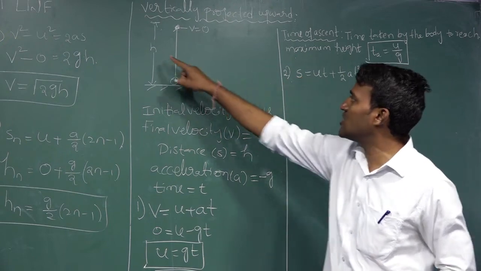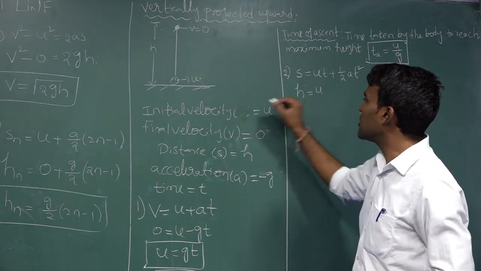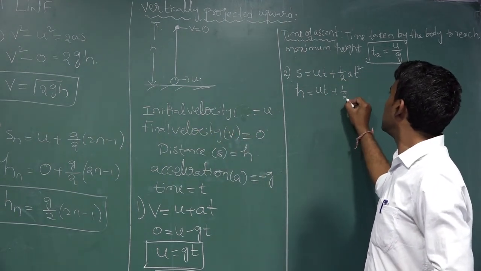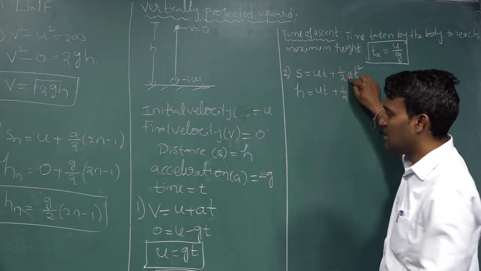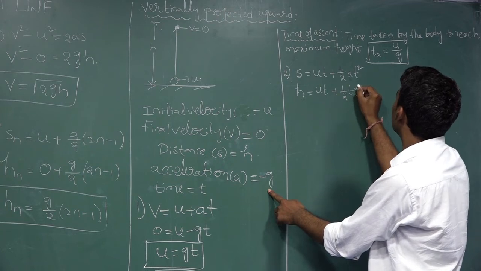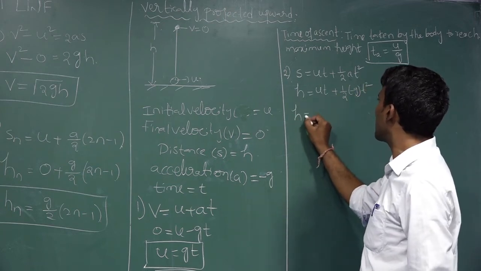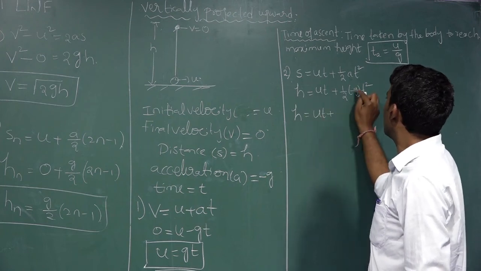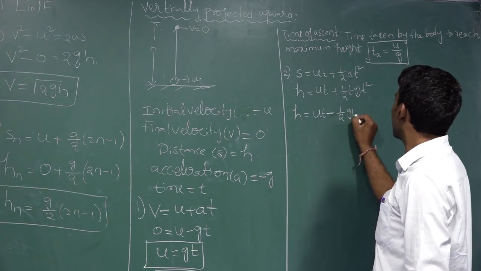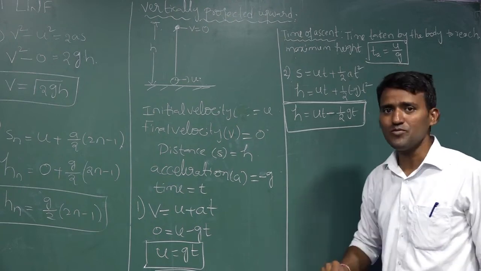S is nothing but h. Initial velocity is u only, time is t, plus half a, what is a here? Acceleration a is equal to minus g. So I am writing minus g, and this is t square. This equation you can write h is equal to ut minus half gt square. This is the second equation of motion.